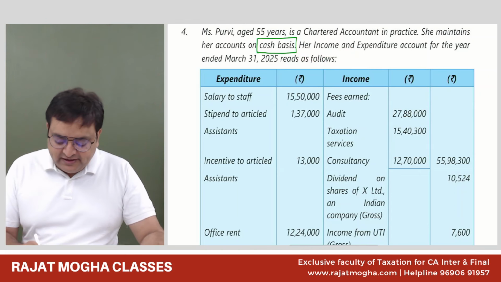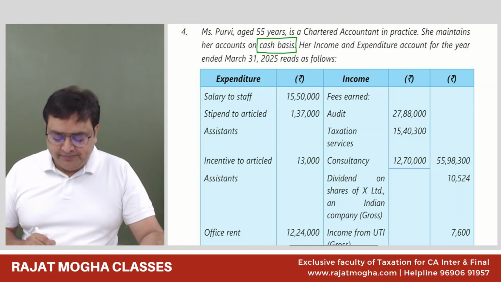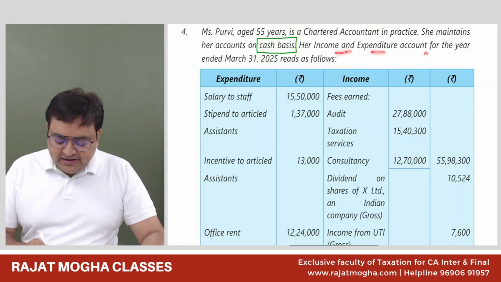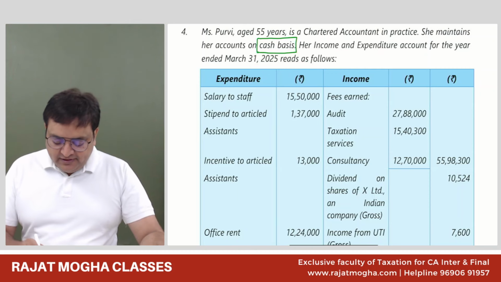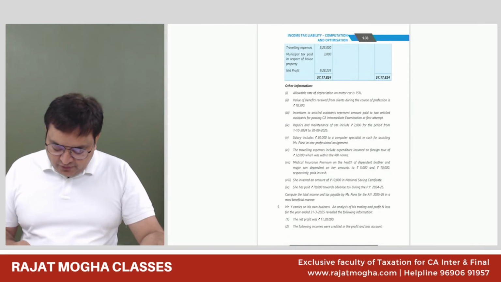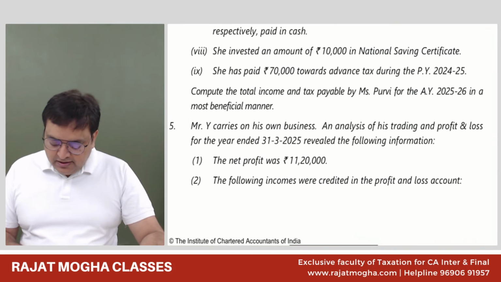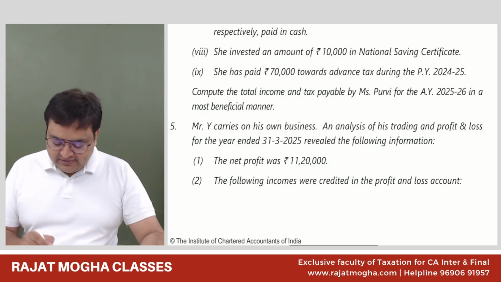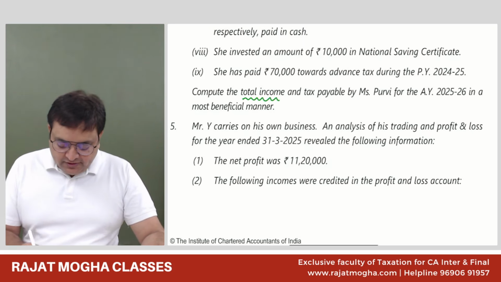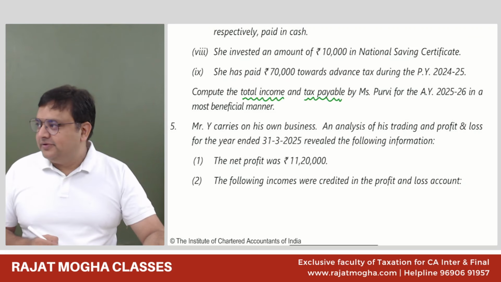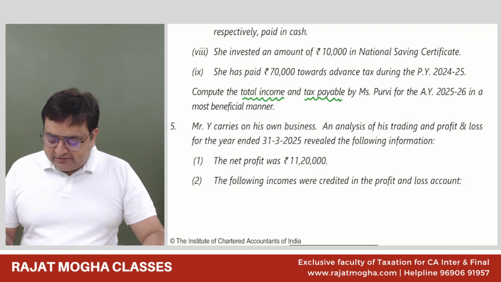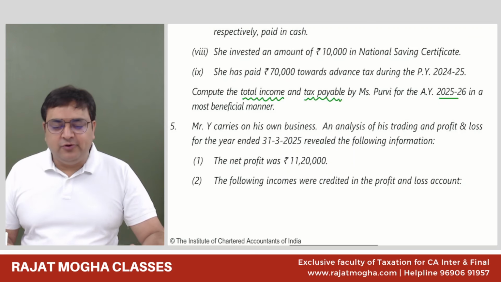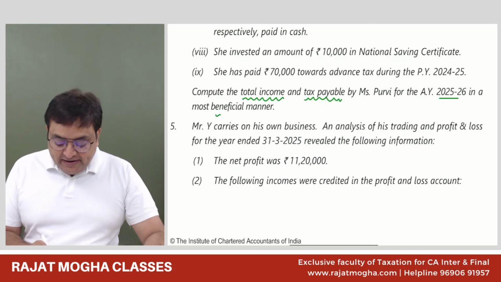So they have said that she is maintaining her accounts on cash basis. Her income and expenditure account for the year ending 31st March 2025 is given. Let us see what we need to compute. We are required to compute the total income and tax payable by Purvi for assessment year 25-26, previous year 24-25, in the most beneficial manner.